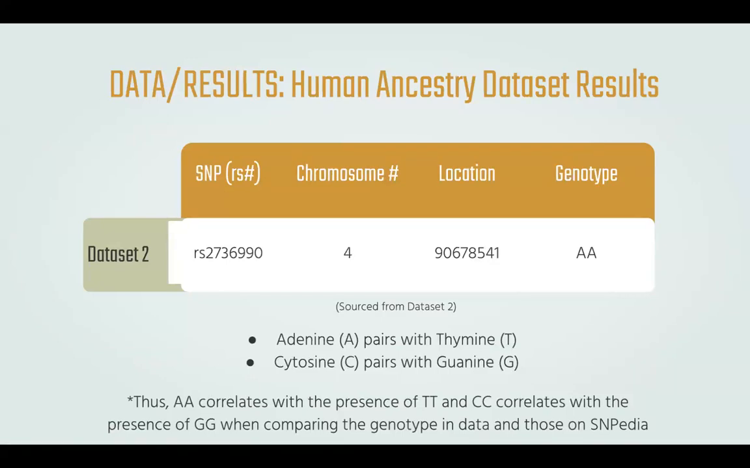For interpretation purposes, it is important to note that while the anonymous donor has a reported genotype of AA for the SNP identified by RS2736990, base pairing rules inform us that a genotype of AA correlates with the presence of TT, which is used for analysis and comparison with the results that we obtained from SNPedia in the earlier slides.